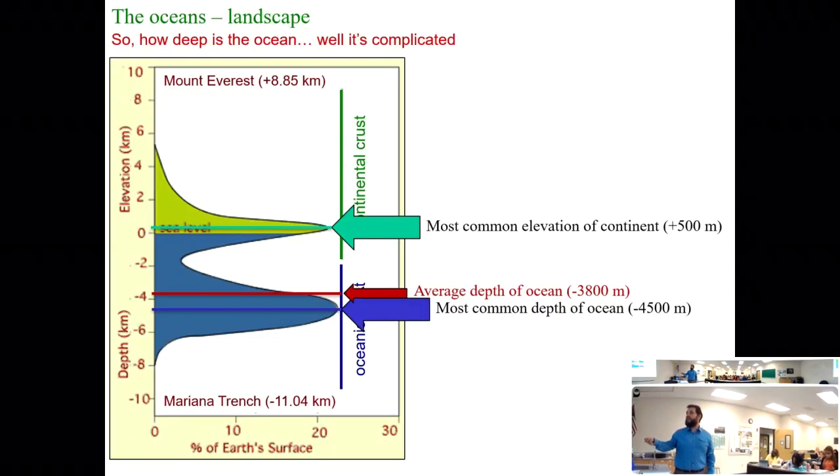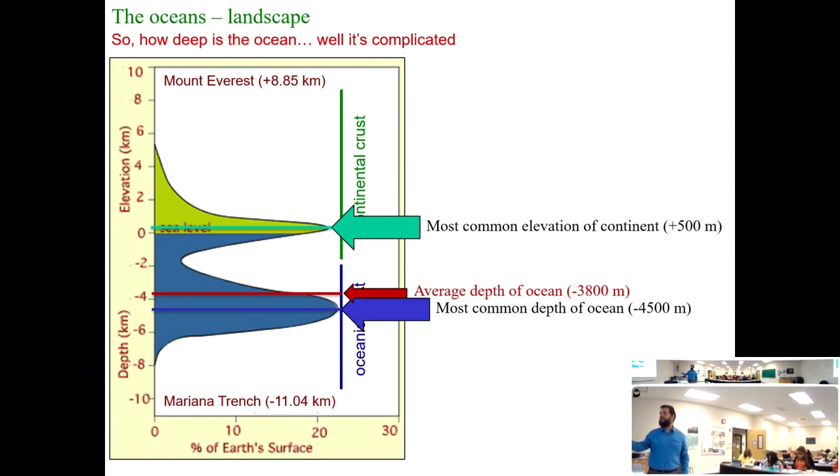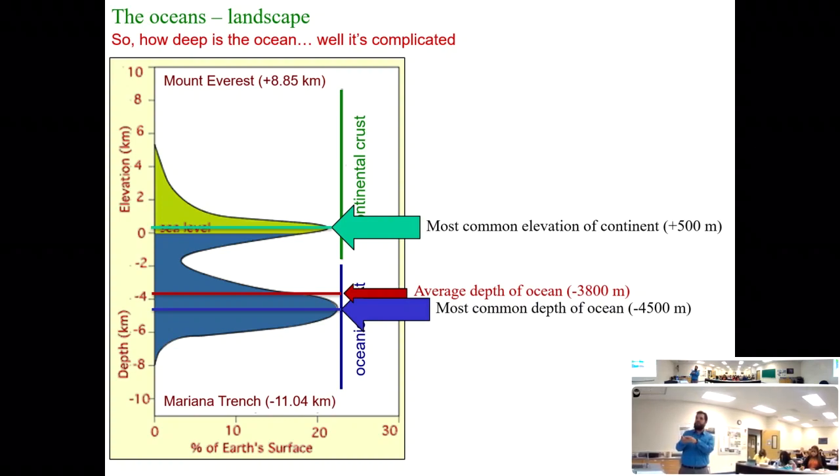Okay, so the most common depth of the ocean is 4,500 meters. The average depth of the ocean, see how the average gets pulled away from this peak, because there's another kind of smaller peak right here of the ocean depth. So the average depth of the ocean is actually about 3,800 meters. That's average. But the most common depth of the deep ocean is 4,500 meters.